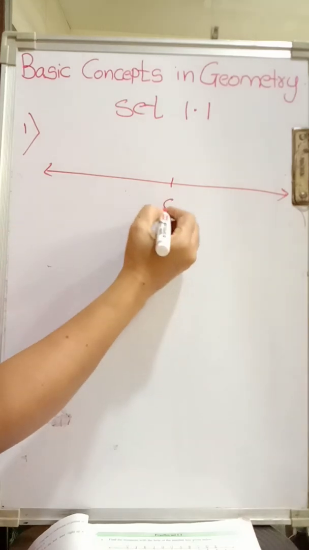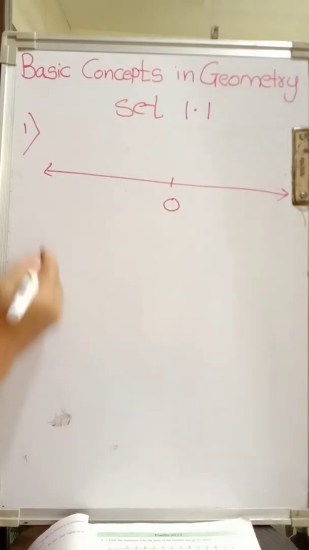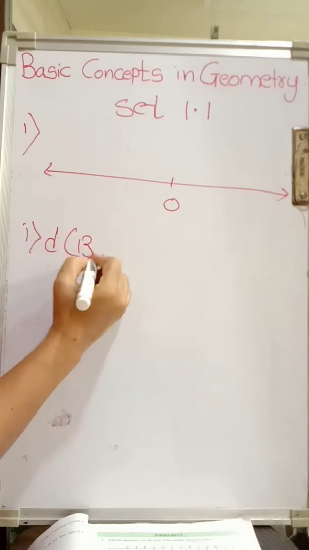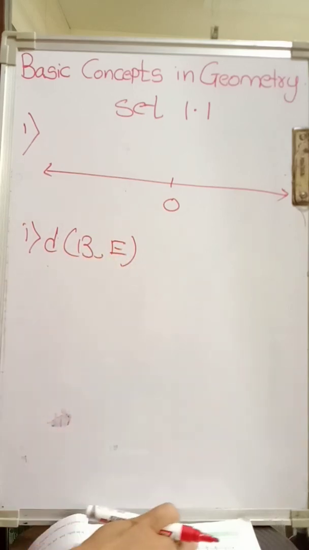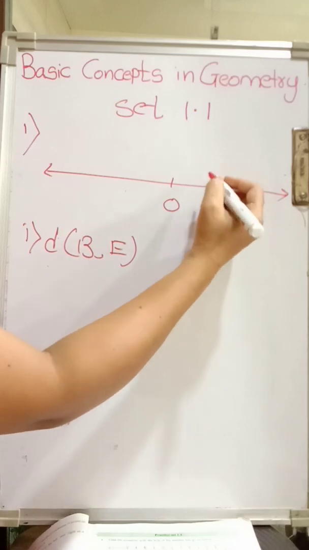So I'll just point out here. First they have asked distance B and E. So the first question among this is to find distance B comma E. I'll mark only B and E points. You have B over here. B is over here, they have marked.